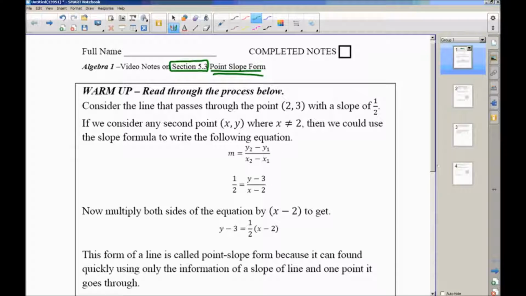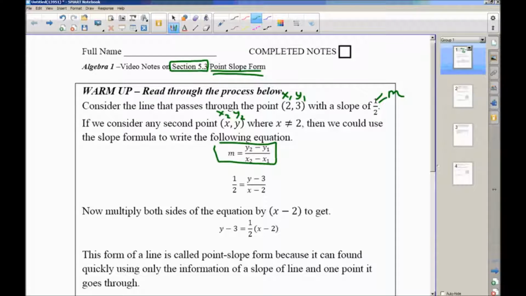Consider the line that passes through a point (2, 3) with a slope of 1/2. If we consider any second point (x, y), where x is not equal to 2, we'll see why it can't be 2 in a minute, then we could use the slope formula to write the following equation. So here's our slope, and this will be x1 and y1, and then we just picked x and y, so this will be x2 and y2. Okay. When we write our slope formula, it's m equals y2 minus y1 over x2 minus x1, and then we're just going to replace the parts.